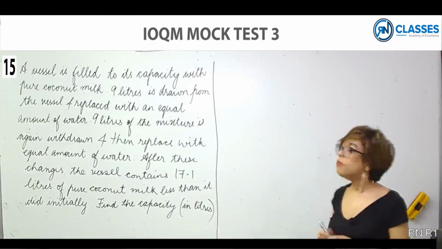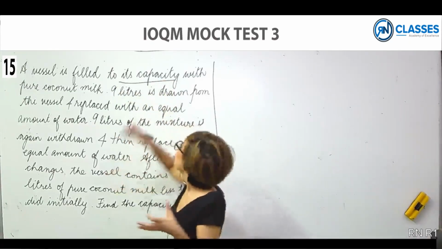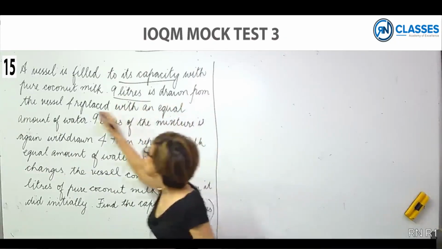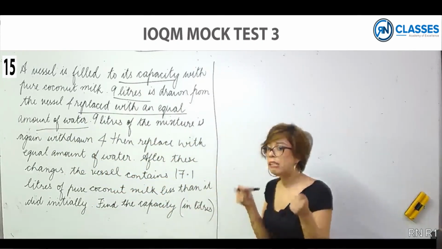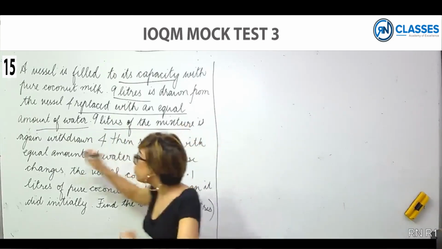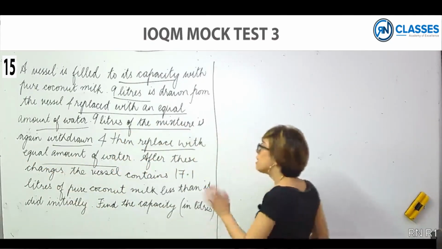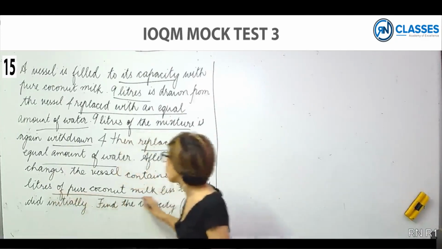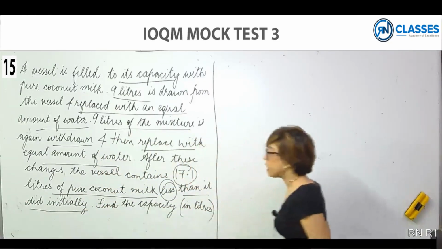Alright, on to the next one. Now, he says a vessel is filled to its capacity. That means it's entirely filled with pure coconut milk. 9 liters is withdrawn and replaced with an equal amount of water. So, 9 liters of milk have been taken out and 9 liters of water has been put in. Now, he says 9 liters of the mixture is again withdrawn and then replaced with an equal amount of water. Right? Okay. Now, he says after these changes, the vessel contains 7.1 liters of pure coconut milk less than it did initially. Find the capacity in liters.